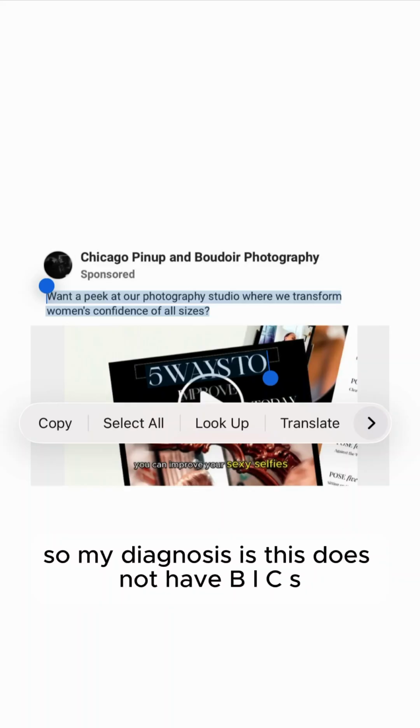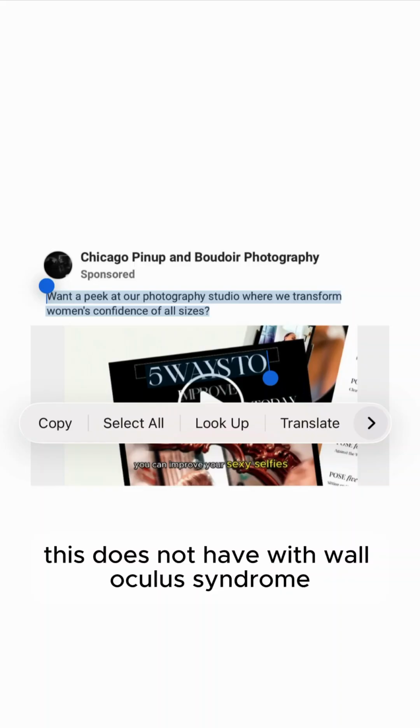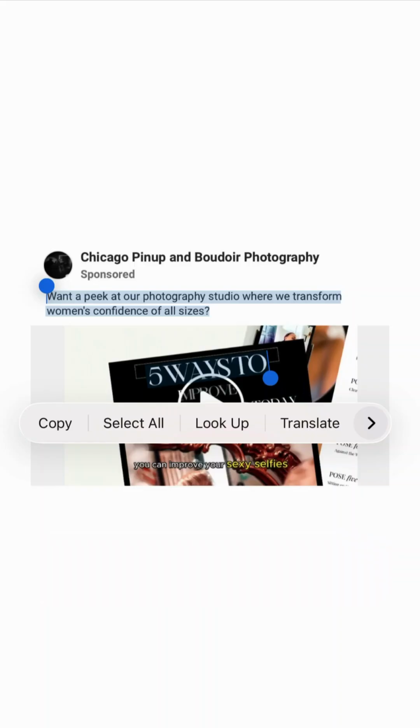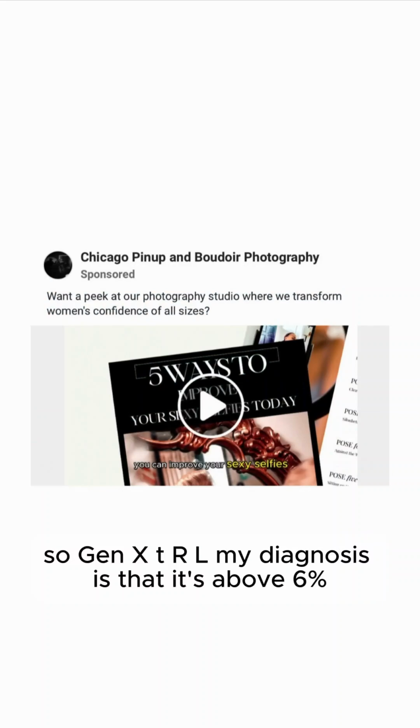So my diagnosis is this does not have BLCS. This does not have Boudoir low click syndrome. So it's unique CTRL. My diagnosis is that it's above 6%.